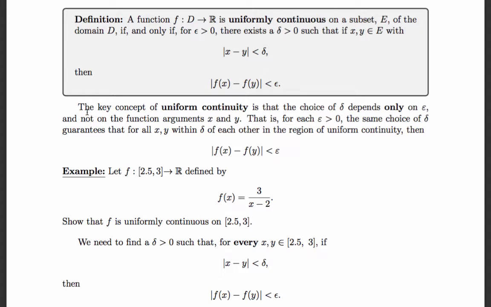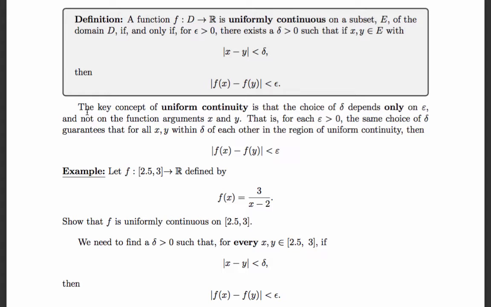So that's the key concept. The key concept of uniform continuity is that the choice of delta depends only on epsilon and not on the function argument x or y. In other words, for every epsilon greater than 0, the same choice of delta guarantees that for every x, y pair within delta of each other, in the region of uniform continuity, the absolute difference of f of x and f of y is less than epsilon.